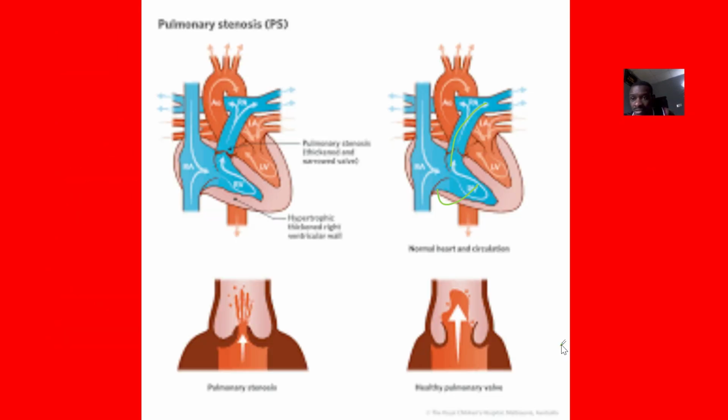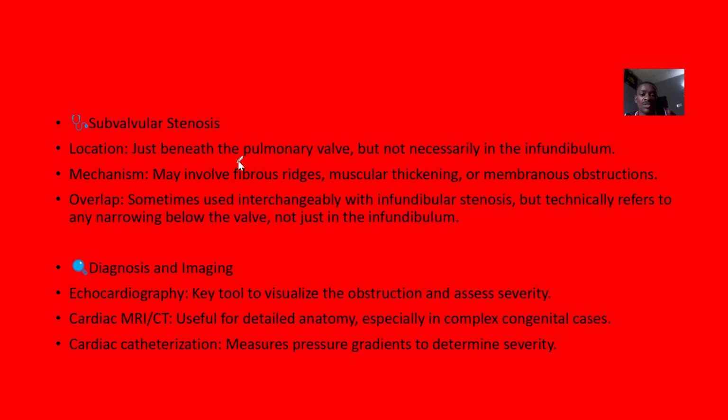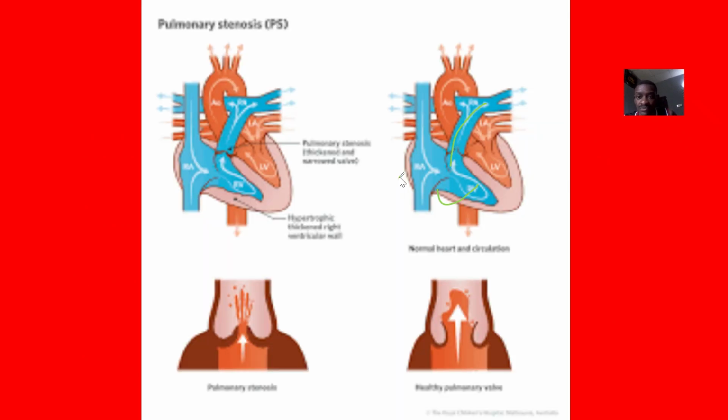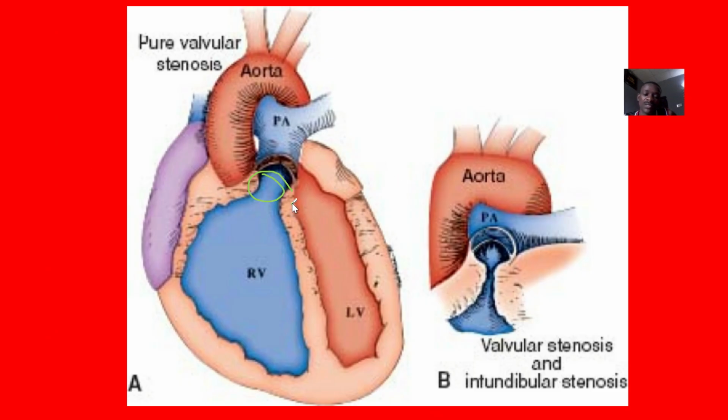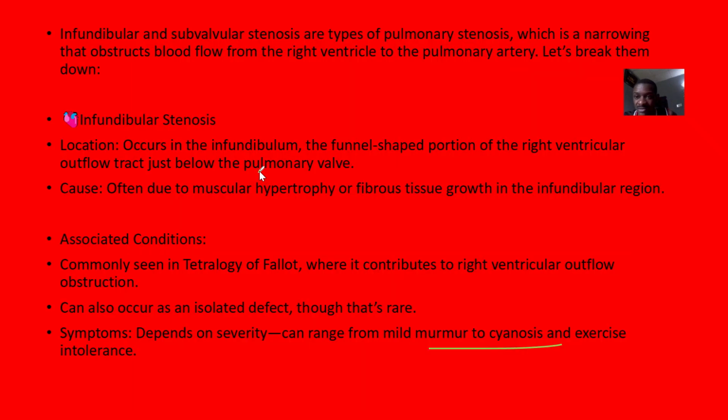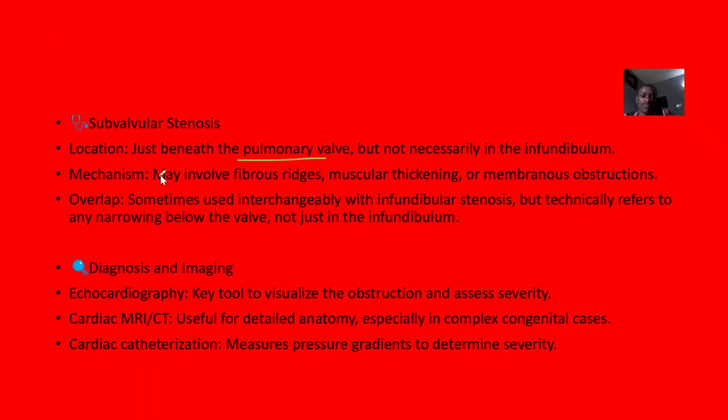Subvalvular stenosis now. This one is just beneath the pulmonary valve, but not necessarily in the infundibulum. So you could say the infundibulum is way down. Subvalvular could just be, they're almost the same thing. That's why we even discuss them together. Do you understand? So the mechanism may involve fibrous ridges, muscular thickening, membranous obstructions, overlap. Sometimes they are used interchangeably. That's why I said they are almost the same thing.